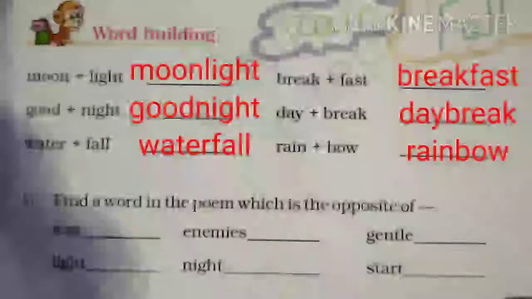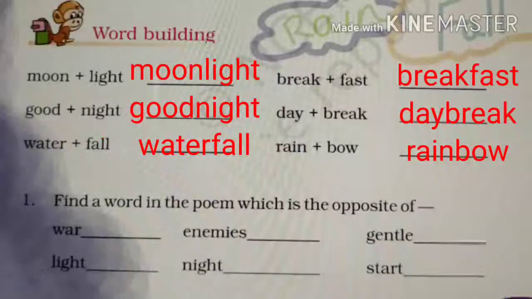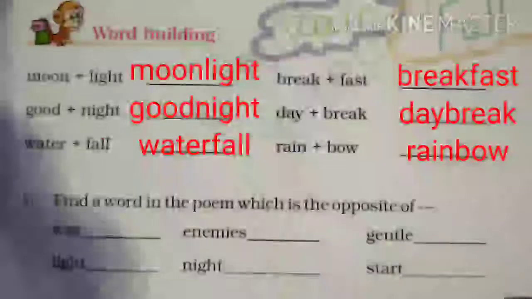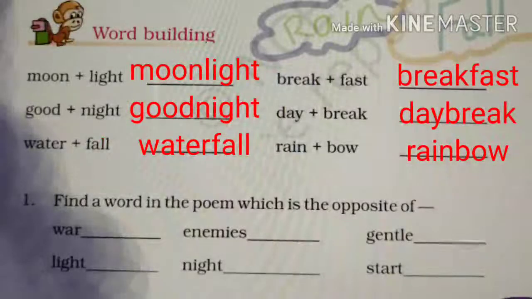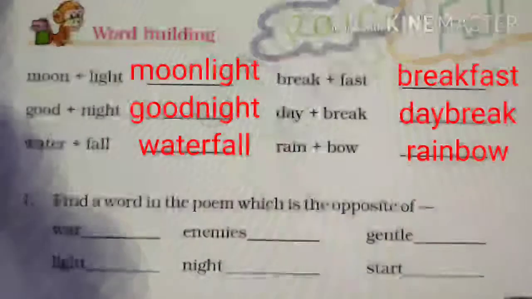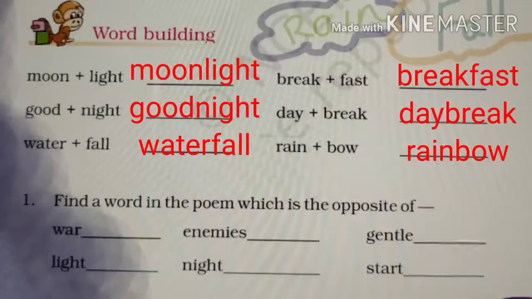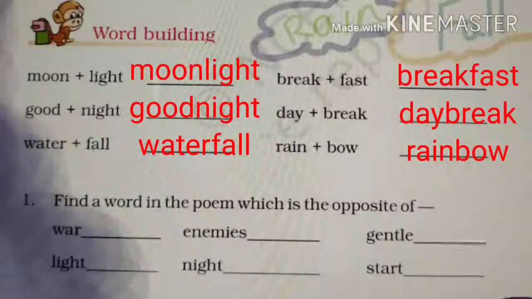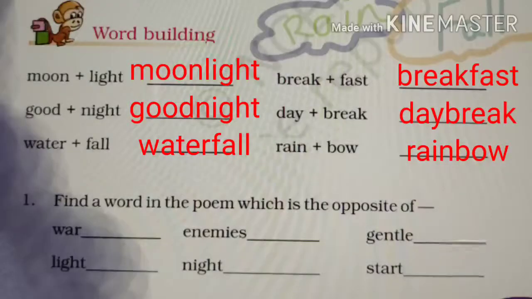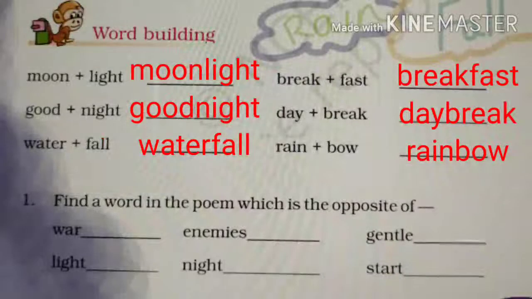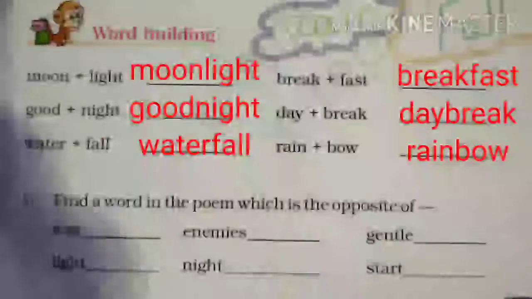Moon plus light. When we join moon plus light, then it will be moonlight. So the spelling of moonlight will be M-O-O-N-L-I-G-H-T. Next word is good plus night. When we join good and night, then it will be good night. And the spelling will be G-O-O-D-N-I-G-H-T, good night. Next word is water plus fall. Water plus fall. When we join water plus fall, then it will be waterfall. W-A-T-E-R-F-A-L-L, waterfall.